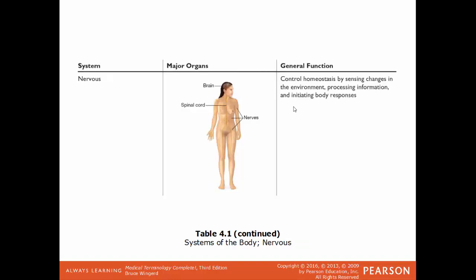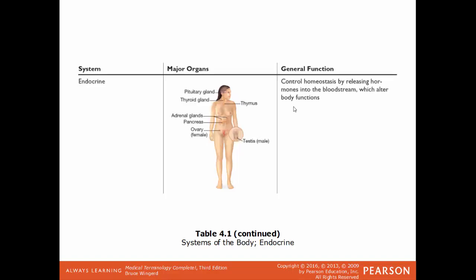Nervous system, of course, the brain and the spinal cord, various nerves. The function here is to control homeostasis by sensing changes in the environment, being able to process information, and then initiating your body's response to those changes. The endocrine system, major organs you find here: pituitary gland, the thymus, thyroid, adrenals, pancreas, ovaries for the females, testes for the males, and their general function is to control homeostasis by releasing hormones into the bloodstream, which will alter body functions greatly.